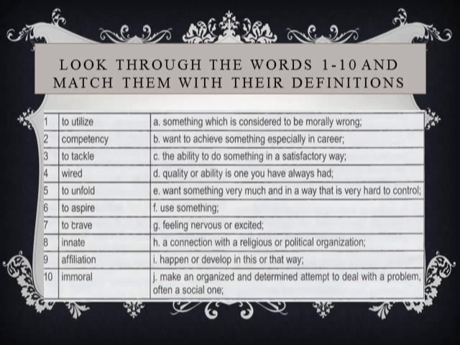The eighth one, innate. Innate, it is a quality or ability that you have always had. The ninth one, affiliation, is a connection with a religious or political organization. And the last one, immoral, it is something which is considered to be morally wrong. These are the answers.